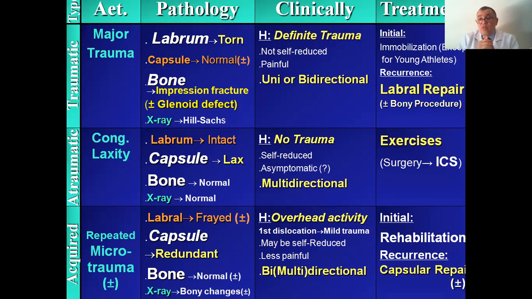It may be self-reduced. It is less painful than the traumatic type. It is bi or multidirectional. The initial treatment is the same as the congenital or atraumatic type, in which the treatment is coordinated rotator cuff exercises. Teach the rotator cuff to contract at the same time in a synchronized manner. If it is recurrent and rehabilitation does not give us what we aim at, then capsular repair is needed.